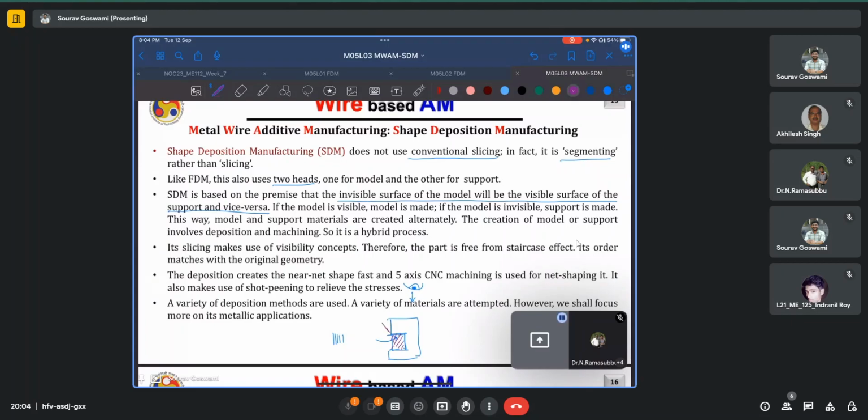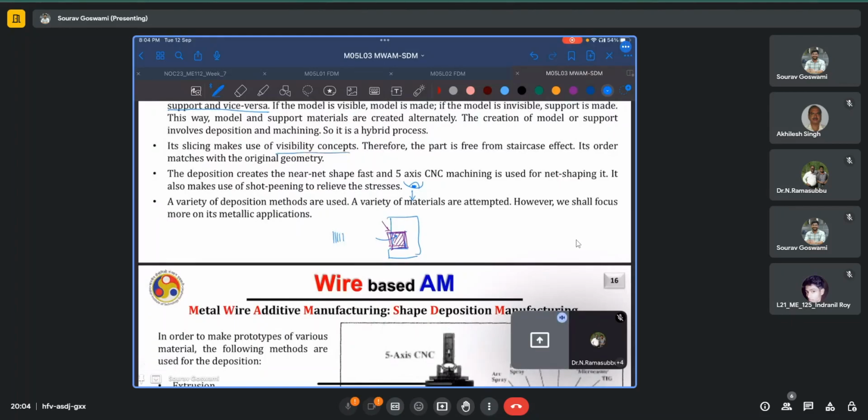So the invisible surface of the part or the build material is actually the visible surface of this support structure. And using this simple principle, we go on to print the parts after suitably segmenting them. Slicing is based on the visibility concepts and this principle that we just described. And the part is free from the staircase effect because it has an inherent, inbuilt subtractive process, which is milling. So it can be end milling or face milling. After each deposition step, the part is suitably milled to maintain the geometric accuracy. Thus, the stair stepping effect is noticeably absent.